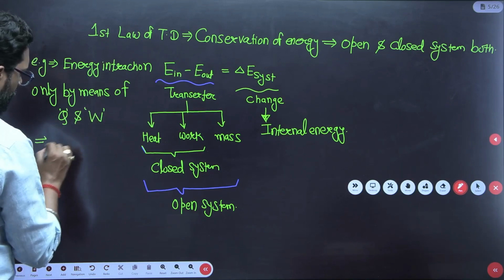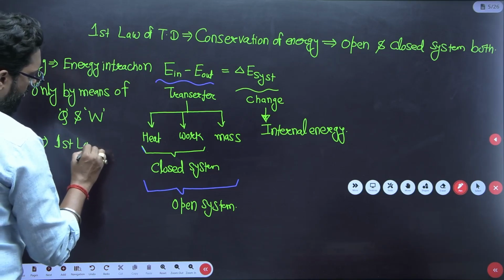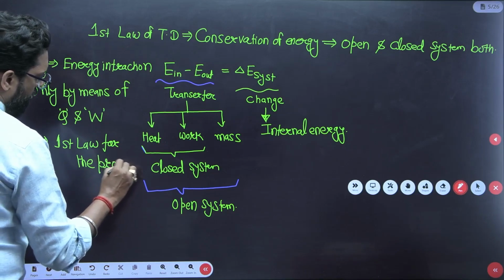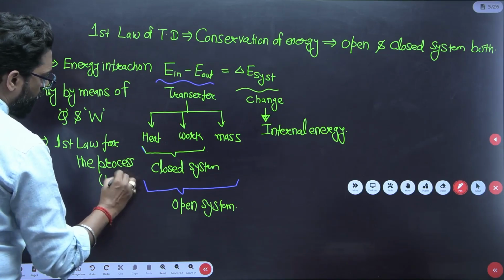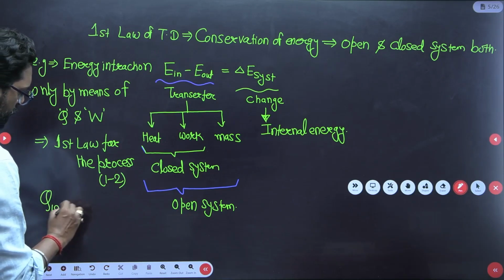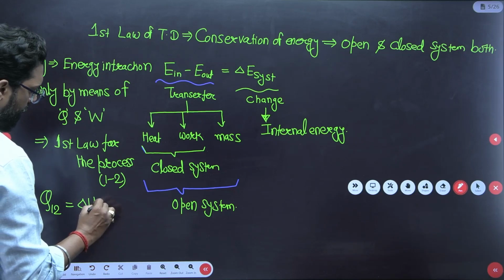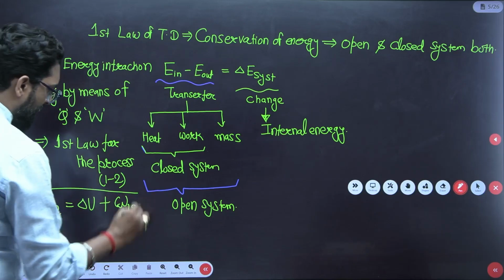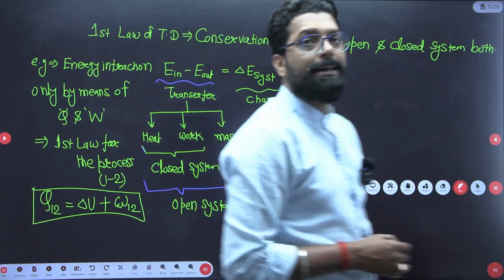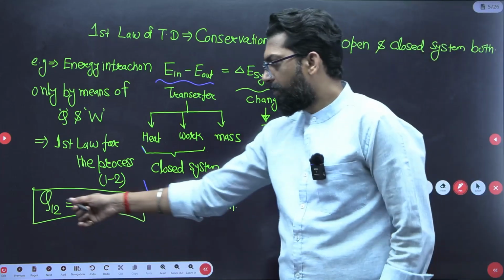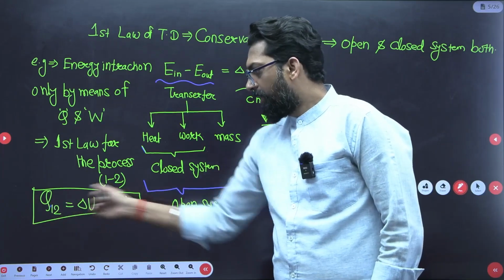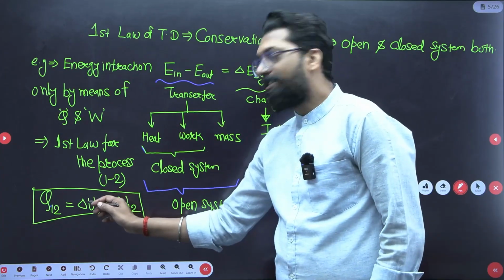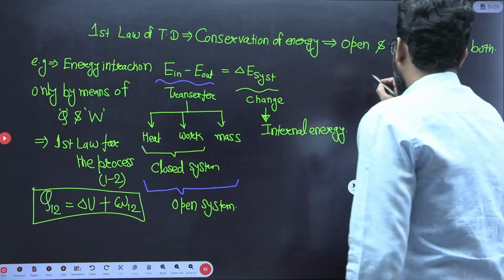So first law for a process, let's suppose process 1 to 2. Heat transfer during 1 to 2 is equal to change in internal energy plus work transfer 1 to 2. So my dear, heat and work are boundary phenomena. Internal energy is the system property, but heat and work are not. They are calculated under the area of the diagram, and internal energy is calculated directly from the state change.